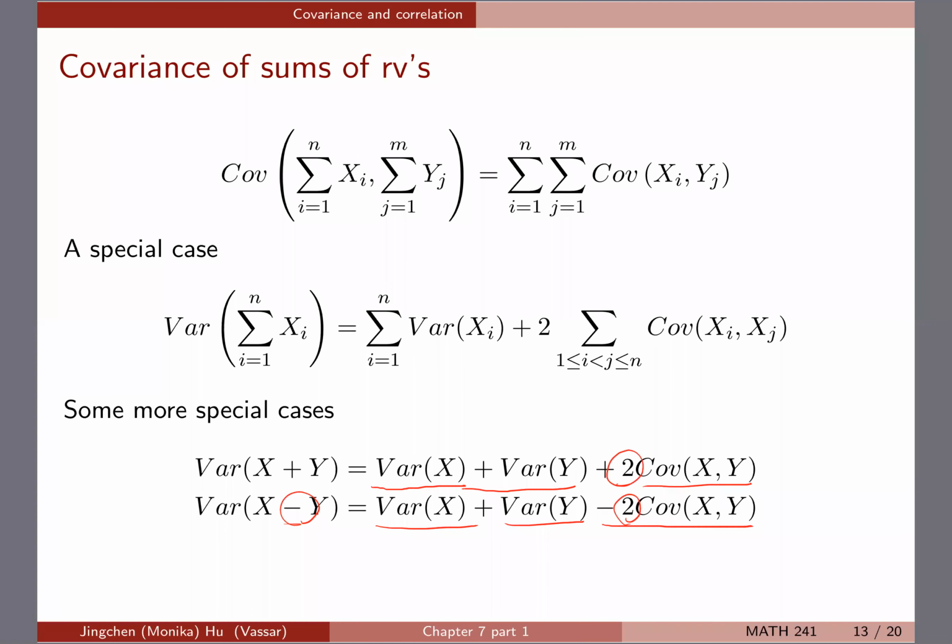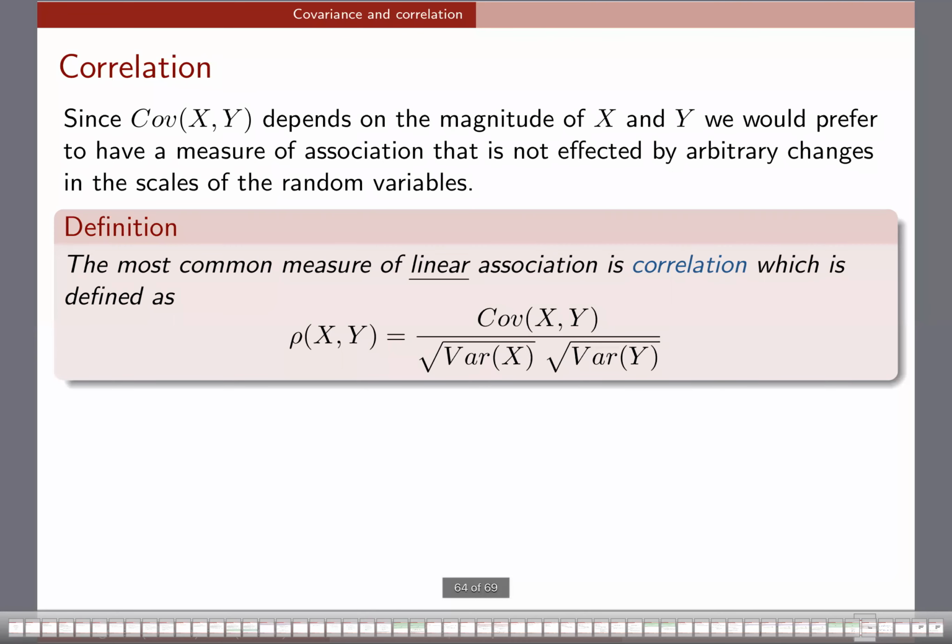With covariance, we're ready to define correlation, which is probably something you have heard about before. So covariance itself, if you remember what the expression is, actually depends on the magnitude of x and y. So x and y can be vastly different from each other. So we might want to have a measure of association that is not affected by any changes in the scales.